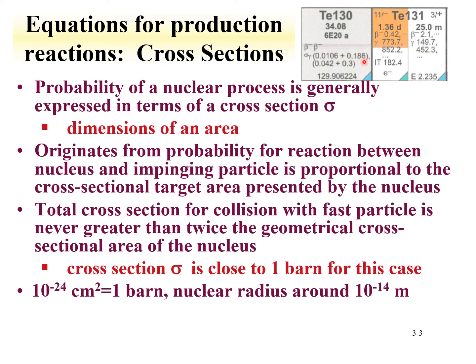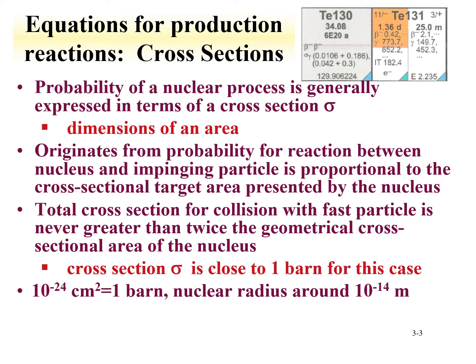It's a term we've already discussed, and it has a dimension of area. It's 10 to the minus 24 centimeters squared that is the value for the cross-section, which is called a barn. And a barn is a strange unit, right? 10 to the minus 24 centimeters squared. Well, a nuclear radius is around 10 to the minus 14 meters. If I took the area, pi r squared, I'd get a dimension on the order of 10 to the minus 24 centimeters squared.